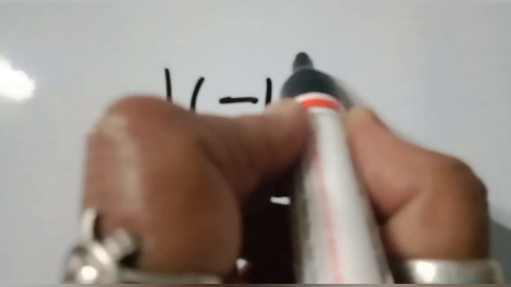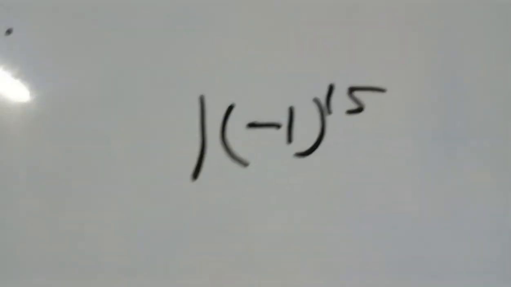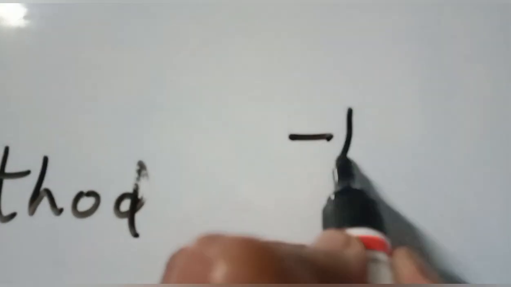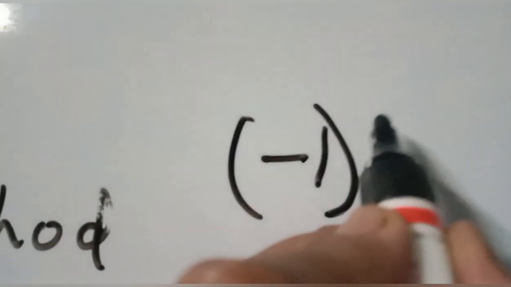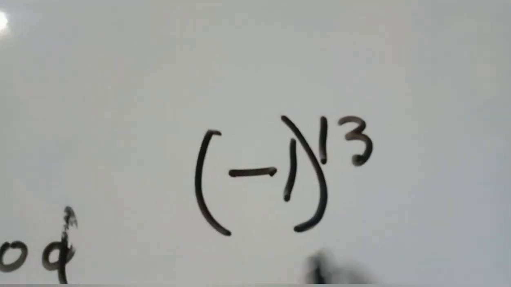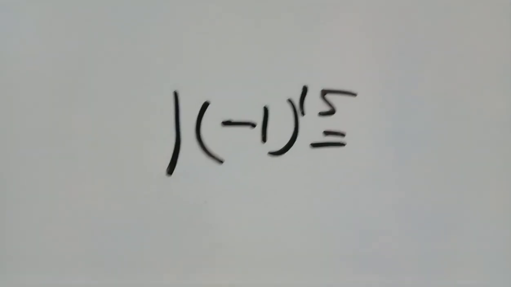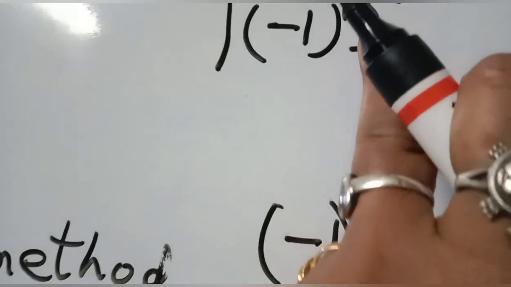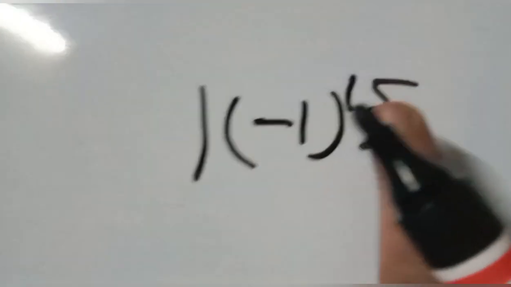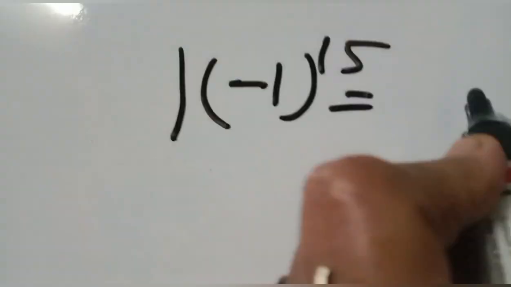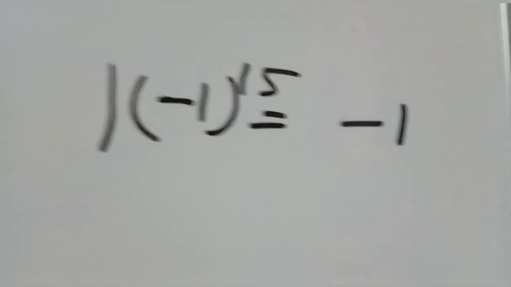Am I clear? So if I write, just see, minus 1 to the power 15, this is one sum, and minus 1 to the power 13, what will be the answer? Just see, what will be the answer? Minus 1 to the power 15. It's an odd number. 15 is an odd number. Always the answer will be minus 1.